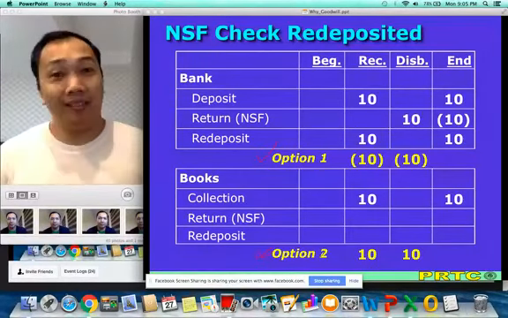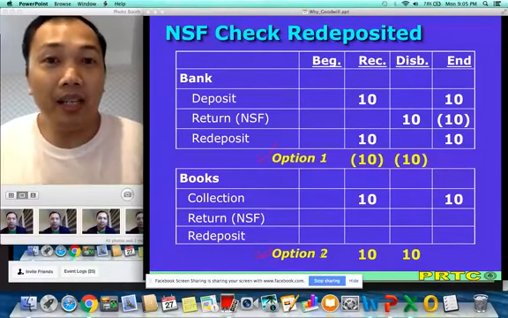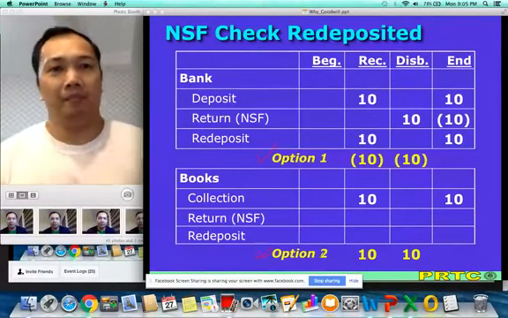Okay, so that's it. So how and why treatment of NSF check redeposited in proof of cash.